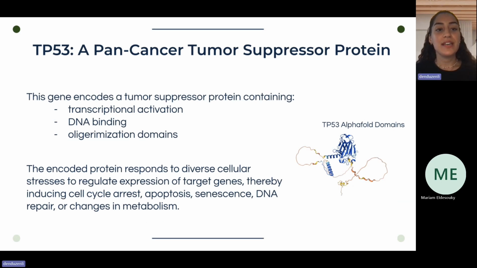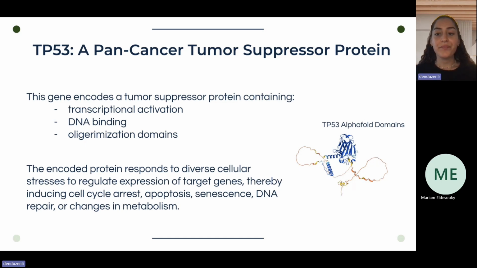I'm now going to be focusing on 2 of the genes from the results today. So TP53, a very well-known gene, very well studied, as I just mentioned. This is a pan-cancer tumor suppressor protein. So this gene encodes a tumor suppressor protein containing transcriptional activation, DNA binding, and oligomerization domains. And the encoded protein responds to diverse cellular stresses to regulate expression of target genes and thereby inducing cell cycle arrest, apoptosis, DNA repair, things like that.